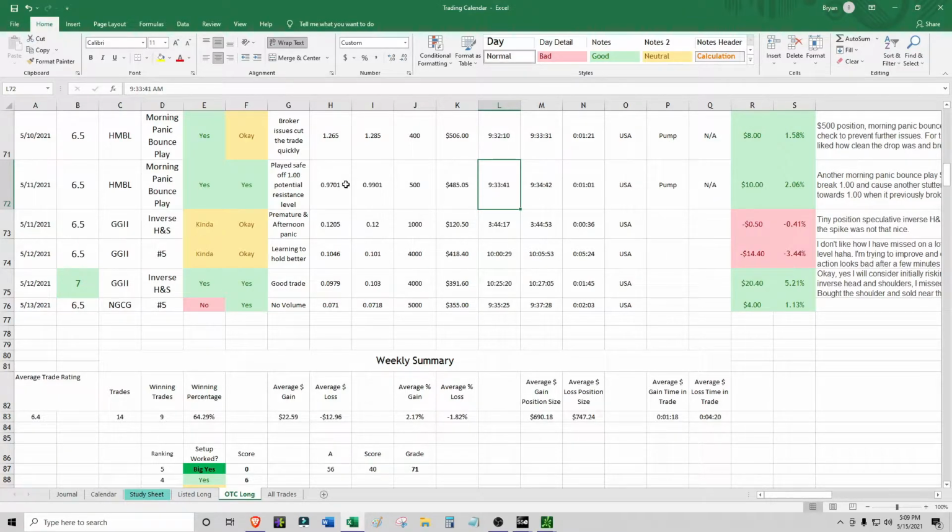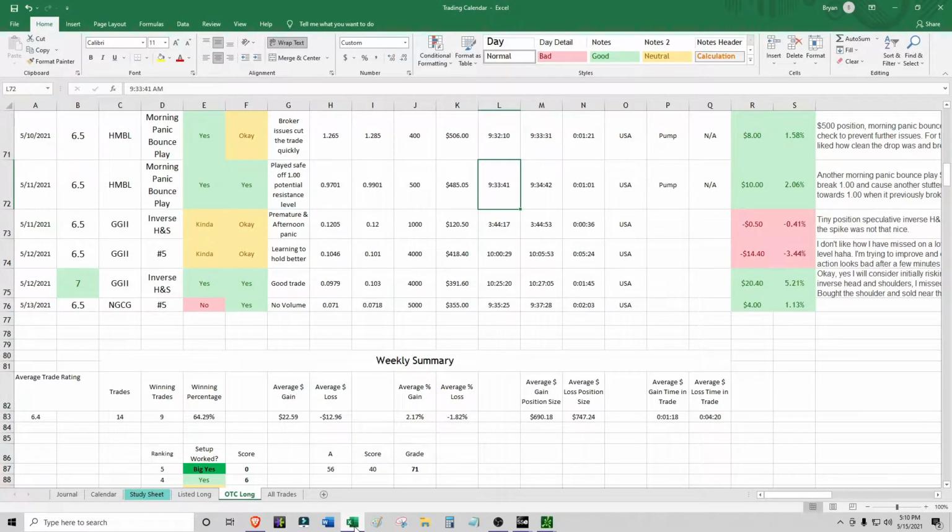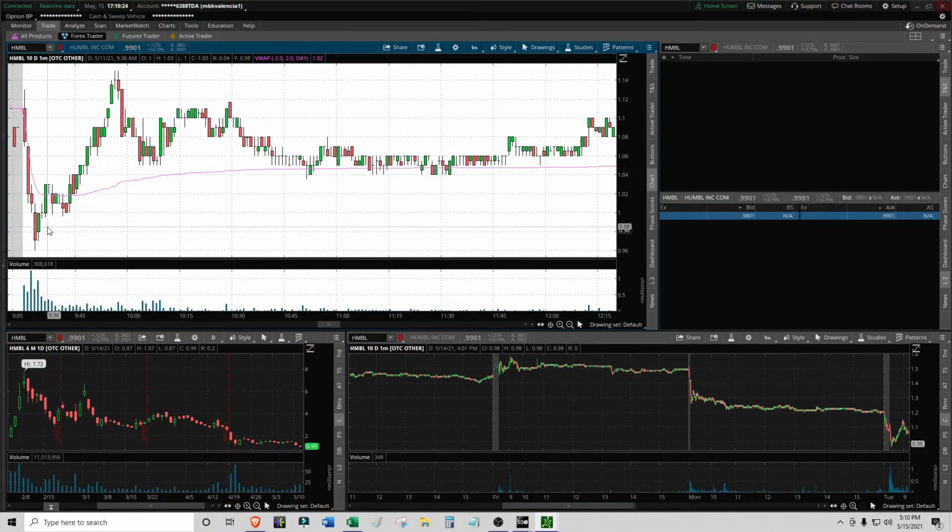Unfortunately, or maybe fortunately, we'll see. 933, 97.01. So that was a pretty good entry right about here. As soon as it turned to 97. So my entry was right here on the wick. This one was a pretty nice entry. And then I sold the next minute like a good boy at 934. The next candle, and I sold at 99.